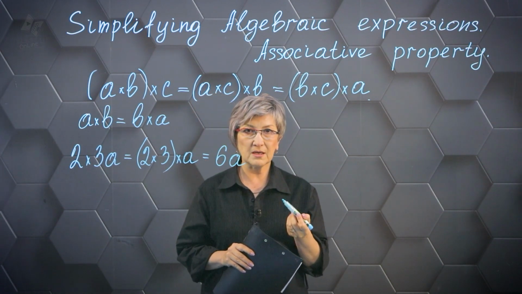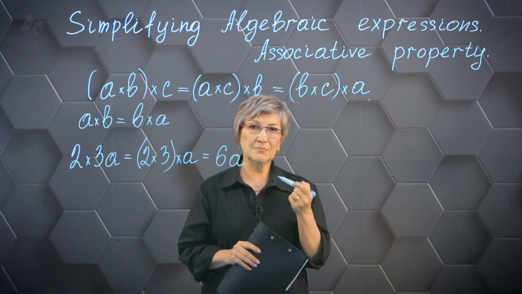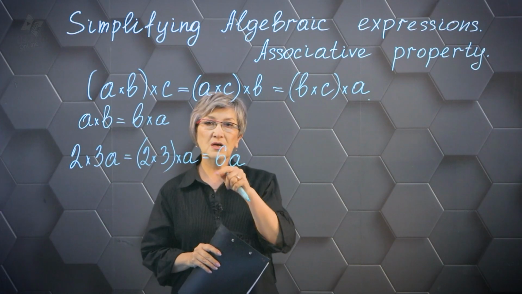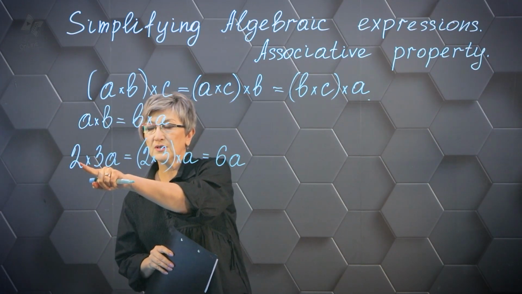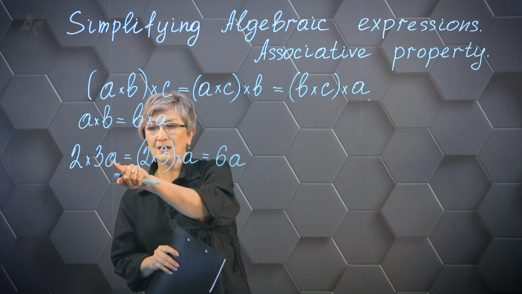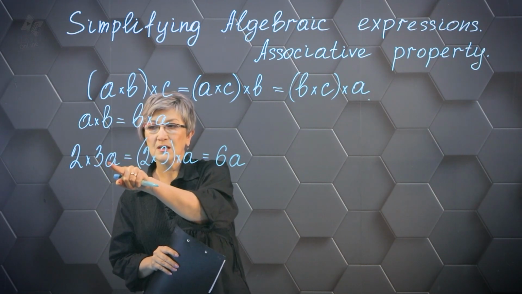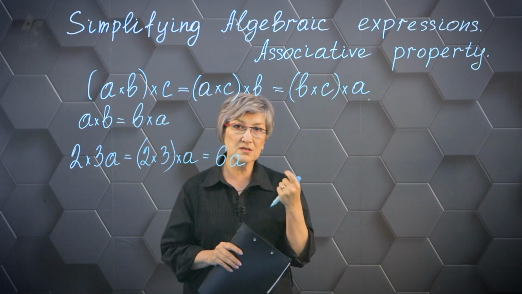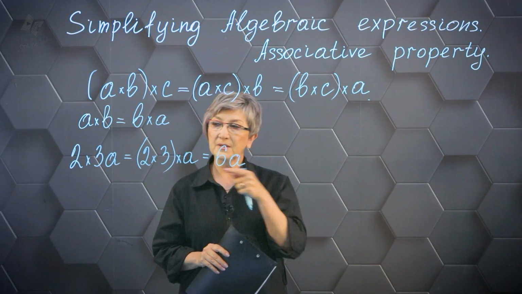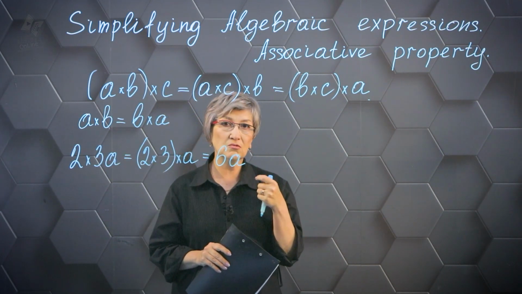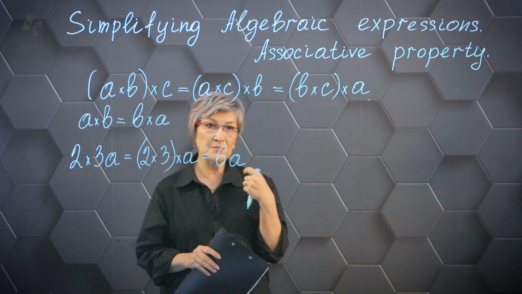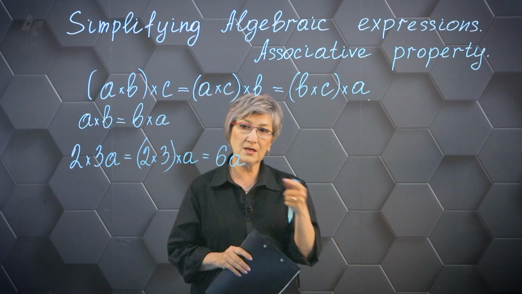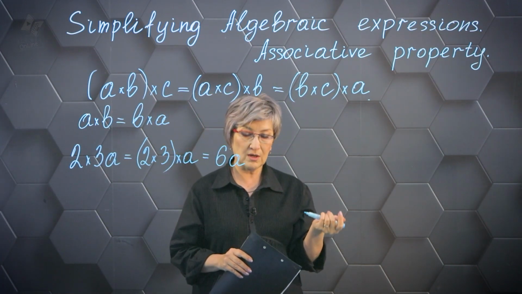I want to draw your attention that when you work with algebraic expressions, the multiplication sign is not written down. In our case, you see 2 times 3a. There is no sign between the number 3 and the variable a. If no sign is written down, then it is a multiplication sign. So in my answer, I multiplied the numbers as I see fit. I multiplied 2 by 3 and added the letter a.